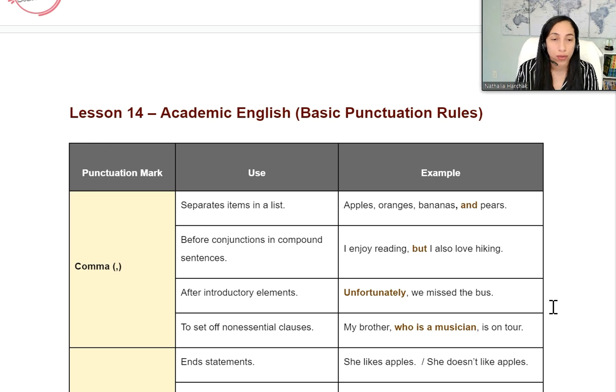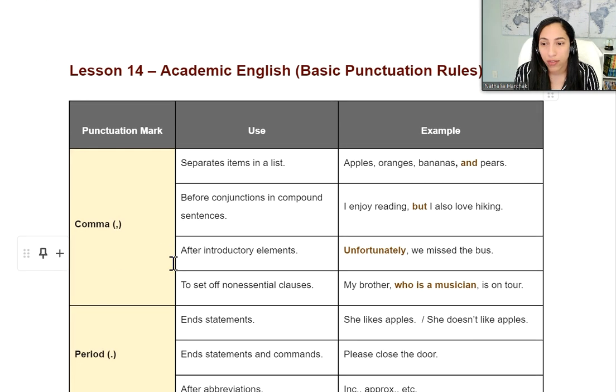A lot of you complain about the fact that you don't know how to use punctuation, and then I decided to add this section to this lesson to solve this issue. Of course, these are just some basic punctuation rules, and if you are interested in learning more about this topic, I have some videos that I can send you on the side so you can improve your English in that area. All right?